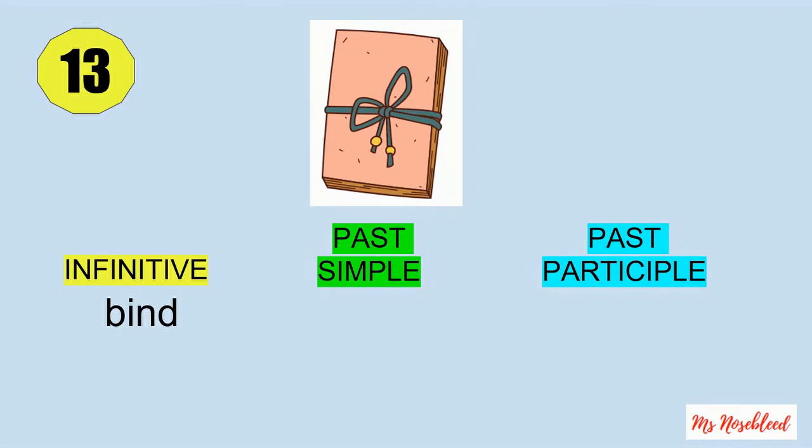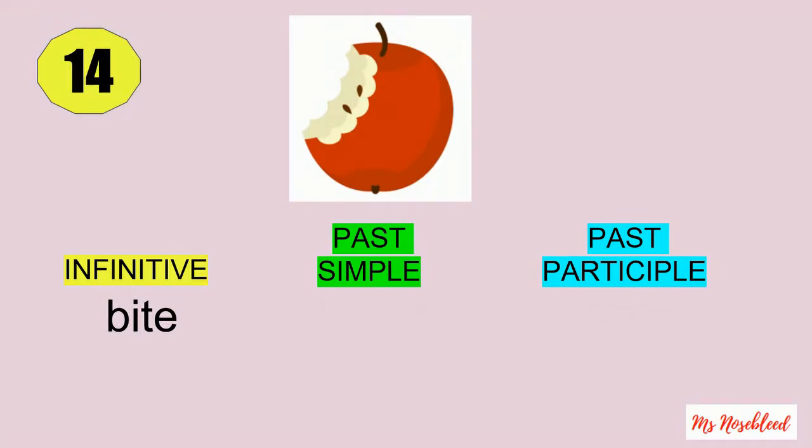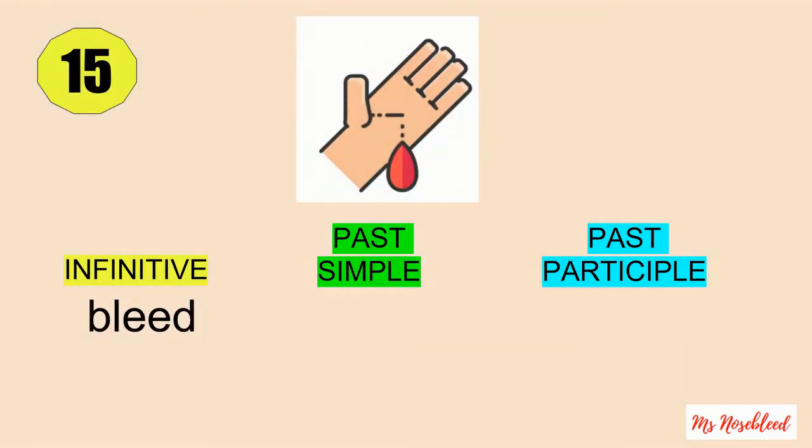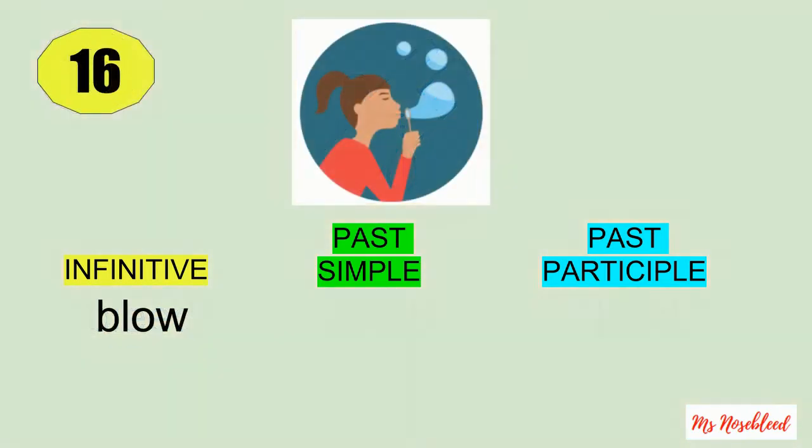Number 13. Bind. Bound. Bound. Excellent. 14. Bite. Bit. Bitten. All right. Good. 15. Bleed. Bled. And what do you think? Yes, bled. Good. Good job. Number 16. Blow. Blew, and the past participle is blown. Very good.